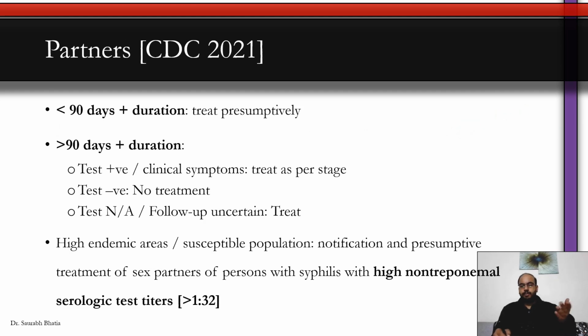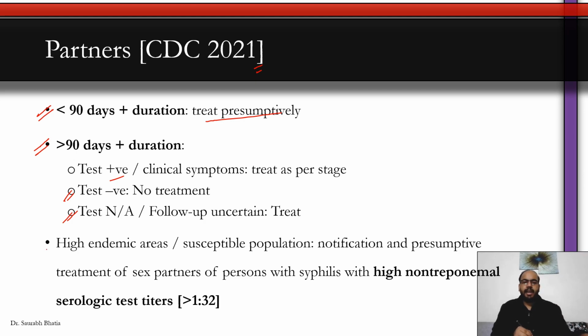Now, this slide is again from last week's lecture on primary syphilis. These are the partner treatment recommendations as per CDC 2021. If there's exposure within the last 90 days plus the duration of the ulcer, and ulcer means primary syphilitic ulcer, you have to treat them presumptively. Presumptive treatment is doxycycline 100 milligram twice a day for a week, or at least 2 weeks. If the exposure is more than 90 days plus duration, you test them. If tests are positive, treat as per stage. If the test is negative, then no treatment is required. If the test is not available or the follow-up is uncertain, treat. Again, if you're in doubt, treat.